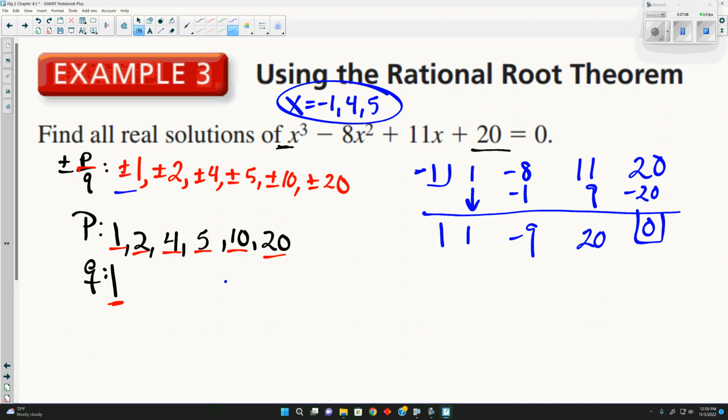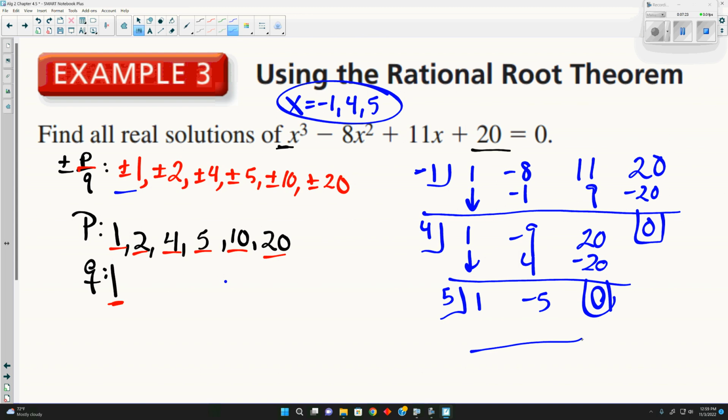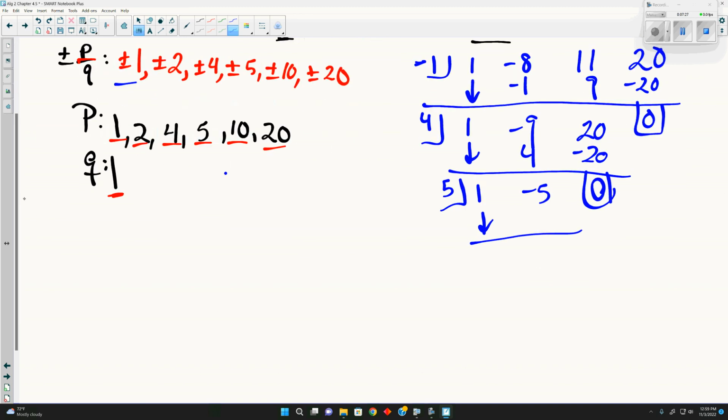I can do it again, this time with 4. 1. 1 times 4 is 4. -9 plus 4 is -5. 5 times -5 times 4 is -20, which gives us 0. And just for kicks, I can do it one more time with 5.